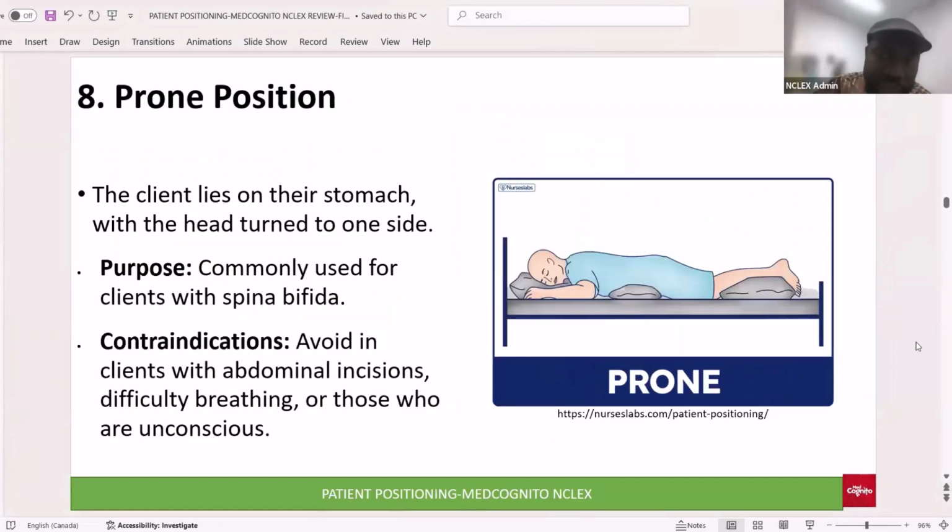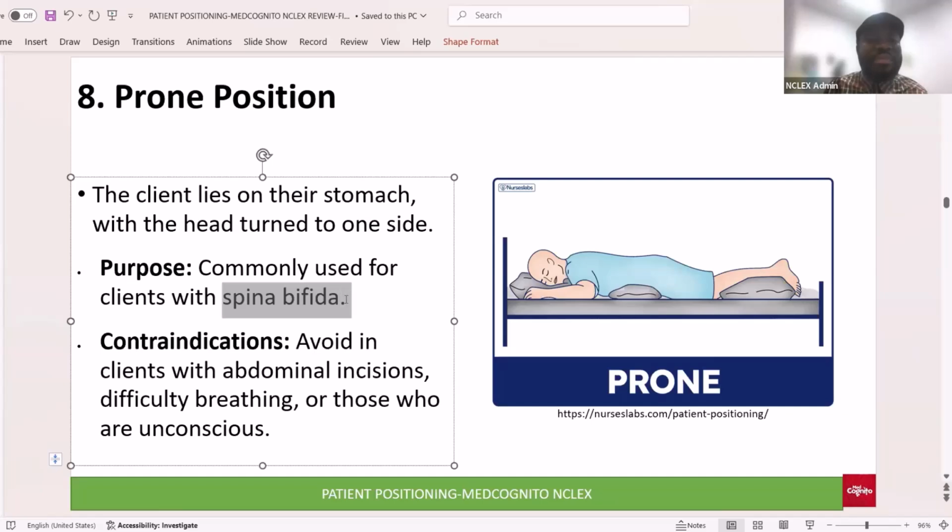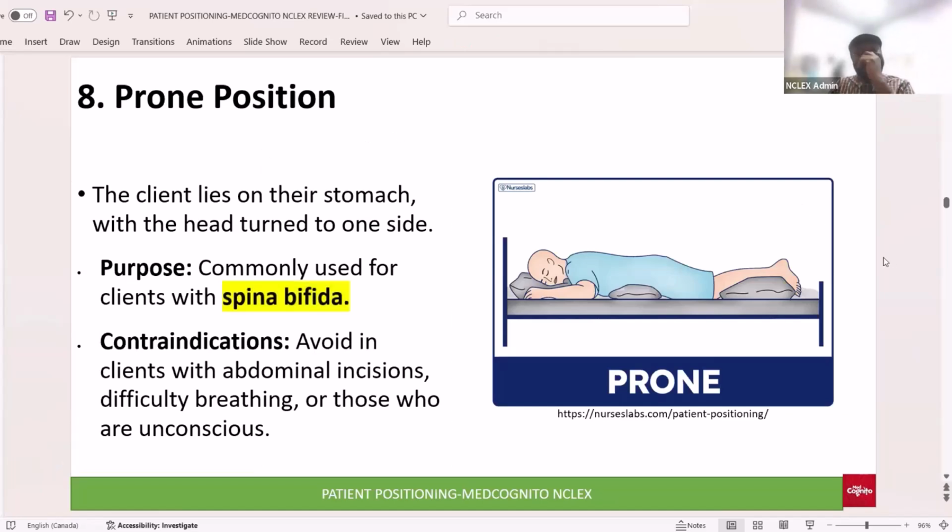It is the prone position. Many people sleep in this position, right? Here, the client will lie on their stomach and their head will be turned to one side. It is used for clients with spina bifida. So please, for every position, write what it is used for. Semi-Fowler, low Fowler, lithotomy, what do we use it for? And then the prone position.